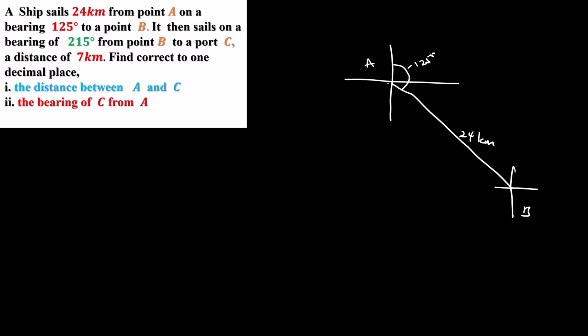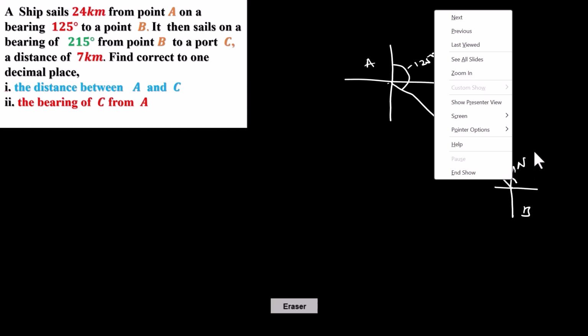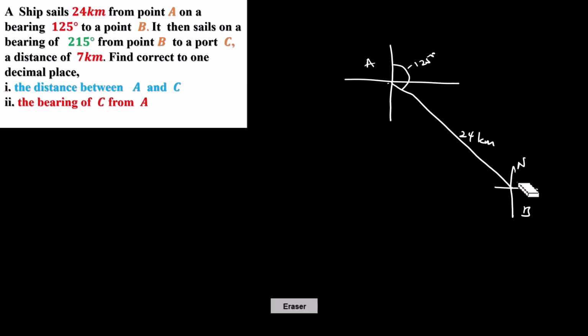It then sails on a bearing of 215 from point B to a port C. So from point B, we measure 215 to meet C. So let's locate our north, then measure 215. We start from the north and go clockwise. So 200 plus will fall within this. So 7 kilometers. So let's call this C. So let's join this.